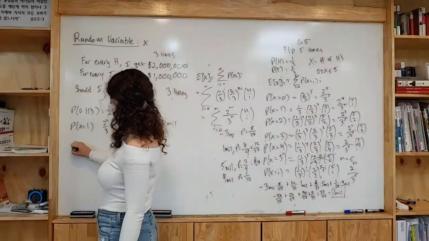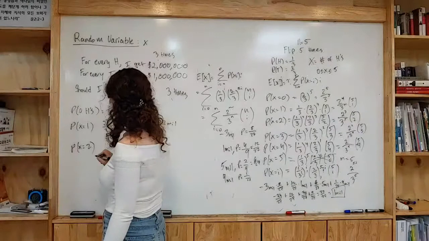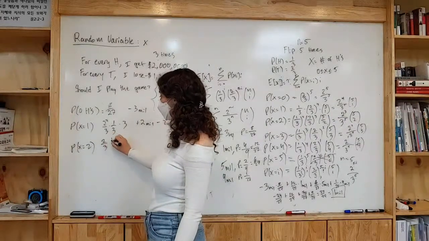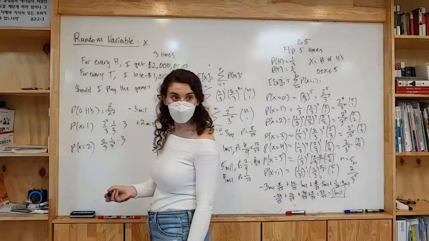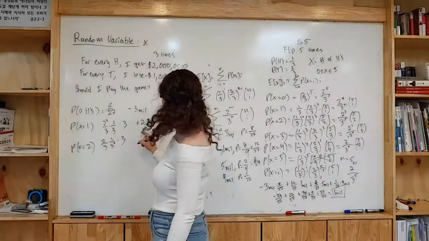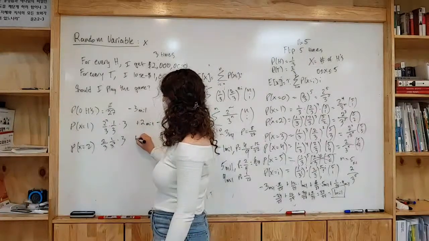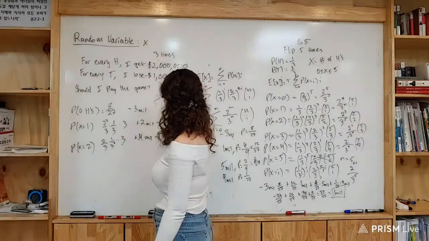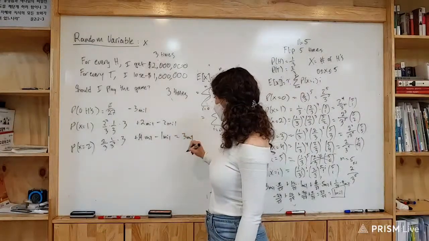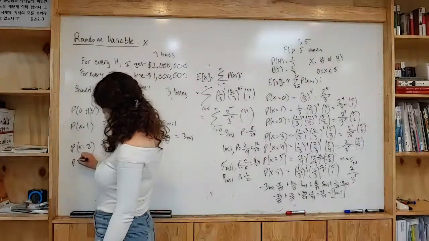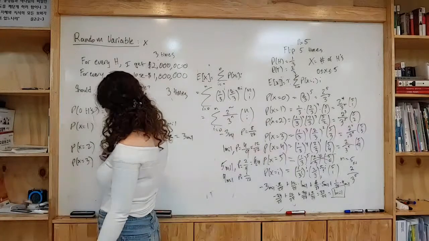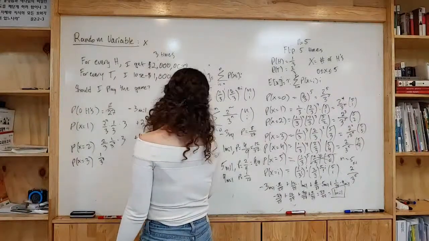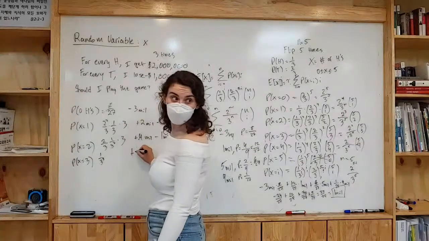Cool. Alright, P of X equals 2. We get 2/3 times 1/3 squared times 3. Okay? And what do we get here? We get plus 2 times 2 mil is 4 mil, minus 1 mil, equals 3 mil. Okay? Alright, what about P of X equals 3? It's 1/3 cubed, and then we get 3 times 2 mil, which is plus 6 mil.